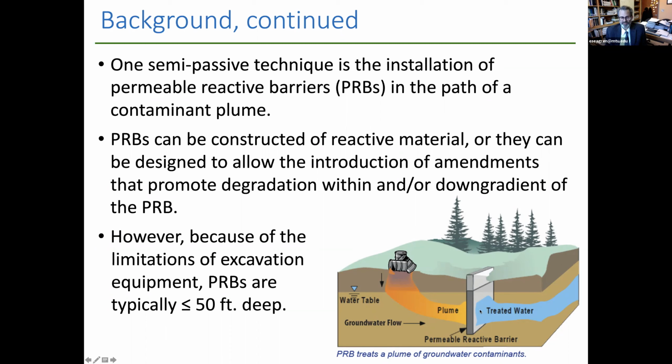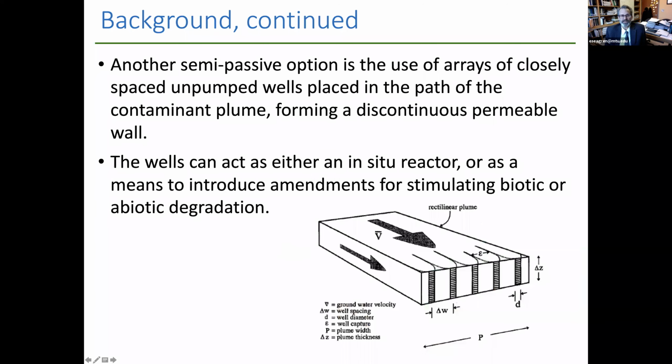So this is a very good approach, but it does have limitations because we can only excavate a trench that we can then backfill so deep. And so if we want to go deeper than 50 feet or so, we're going to probably need to do some kind of approach, as is shown here, where instead of using a trench, we use a discontinuous permeable wall that's constructed from a series of closely spaced unpumped wells. So these are wells that aren't being pumped, but they're a borehole with a well screen into the subsurface in the path of the contaminant plume.